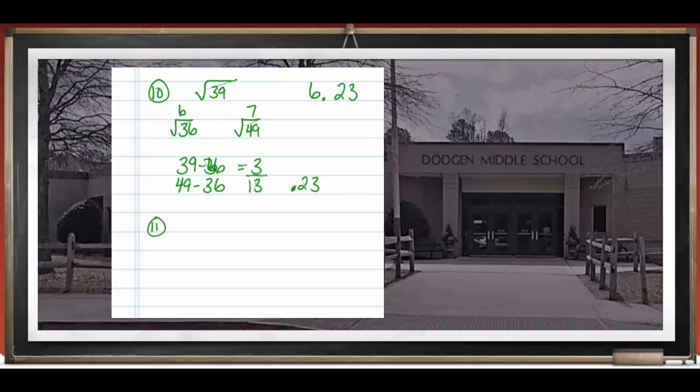Number 11. Number 11 is the square root of 225, and since we recognize that to be a perfect square, we should be noticing right away that it's not truly an irrational number, but rather it's rational since it simplifies to an integer. Its solution is 15.